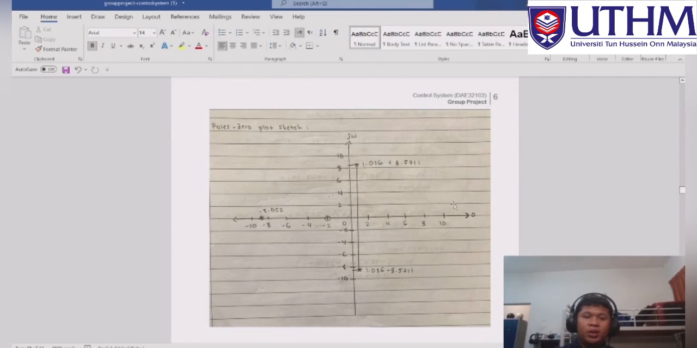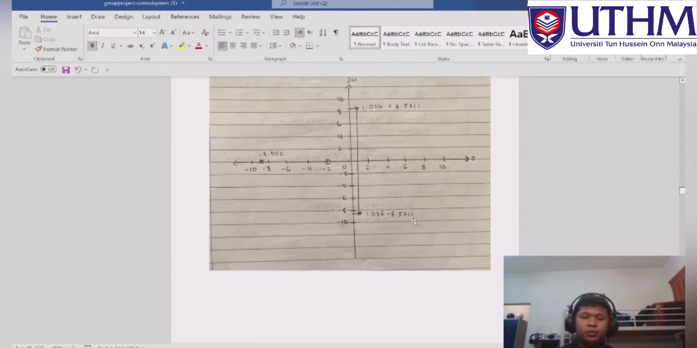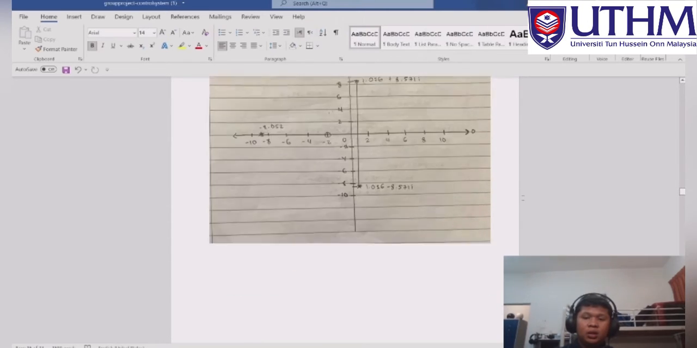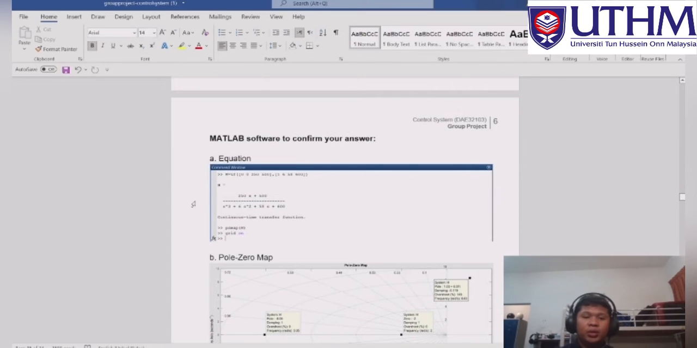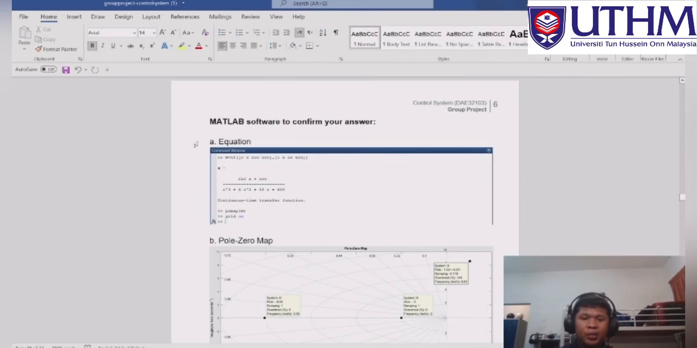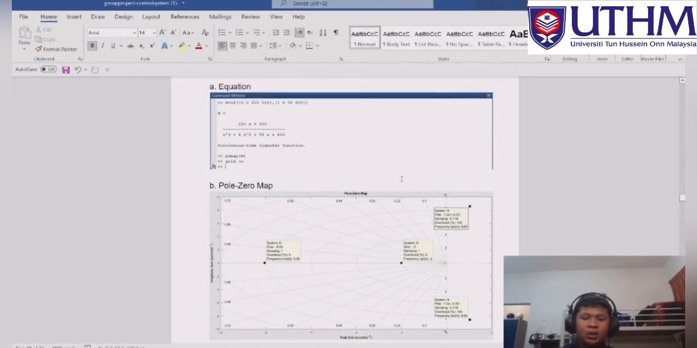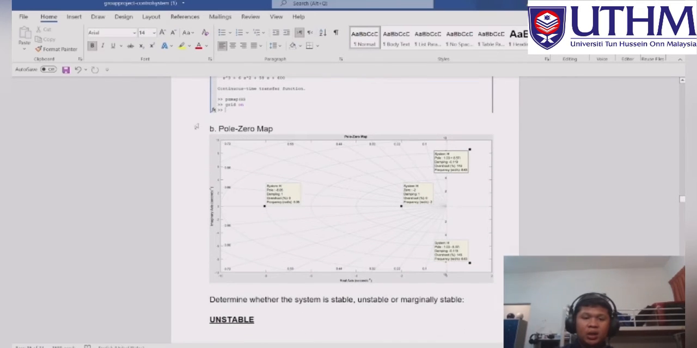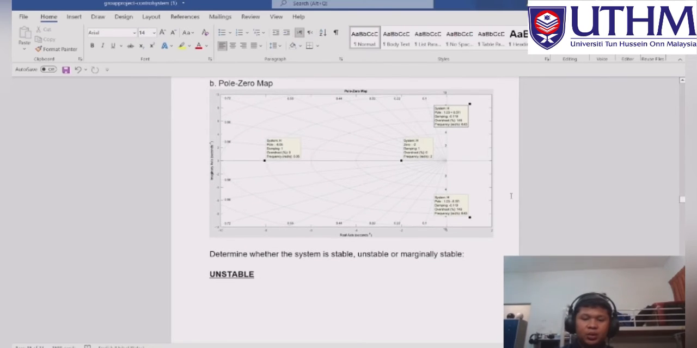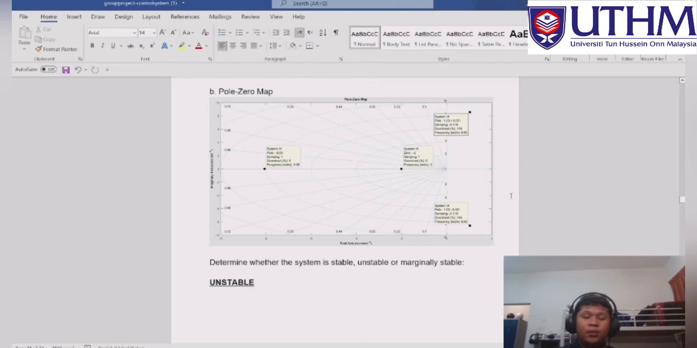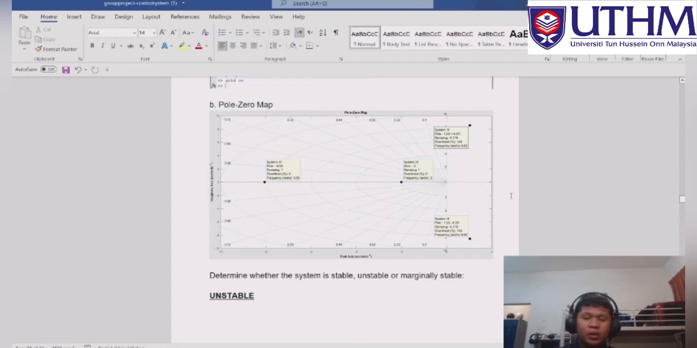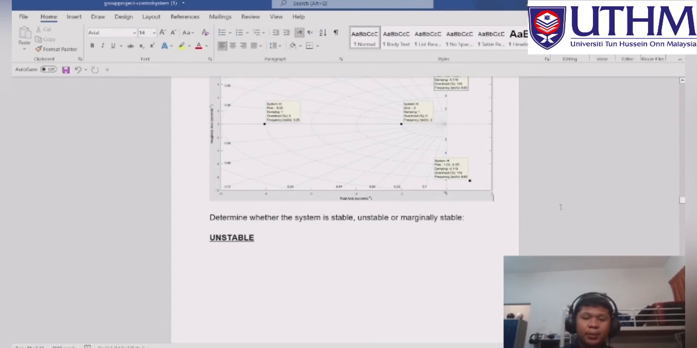When we sketch the pole zero plot, it should be like this. And for the confirmation, let's write it in the MATLAB equation, it should be like this, and we can get the pole zero map. So basically, the closed loop systems are not unstable.